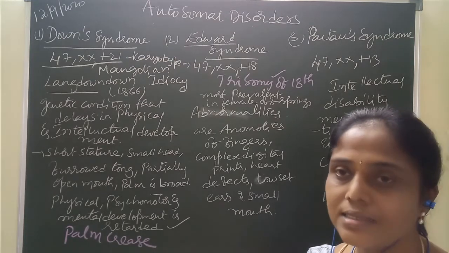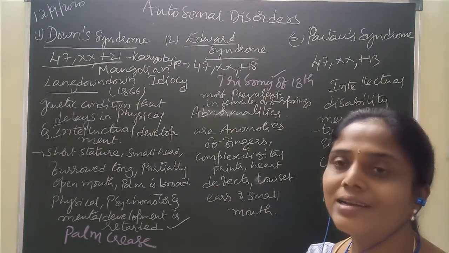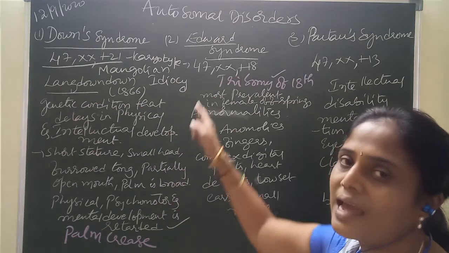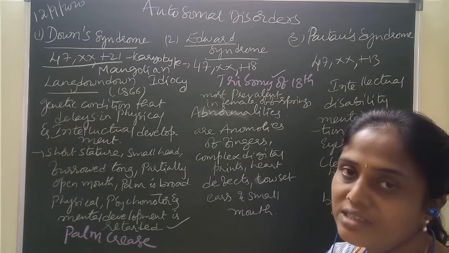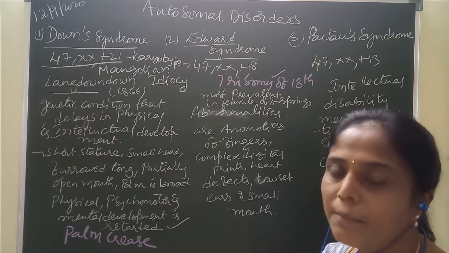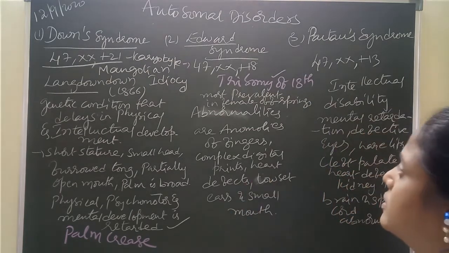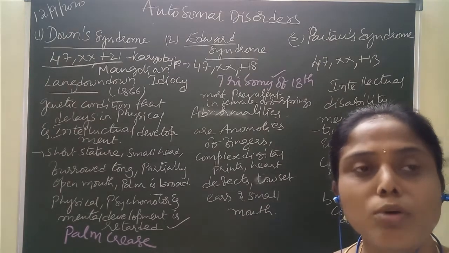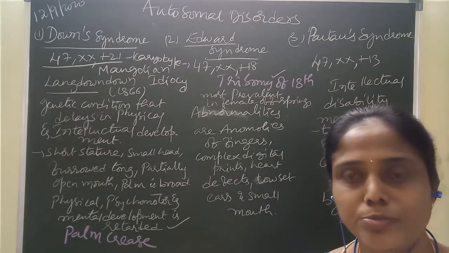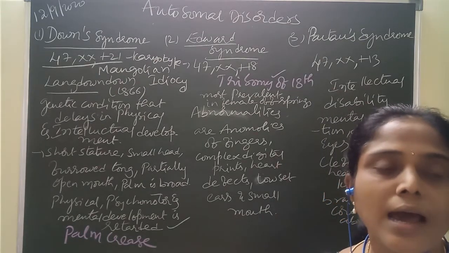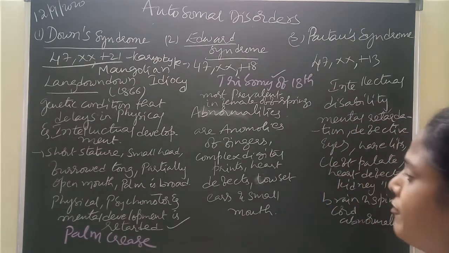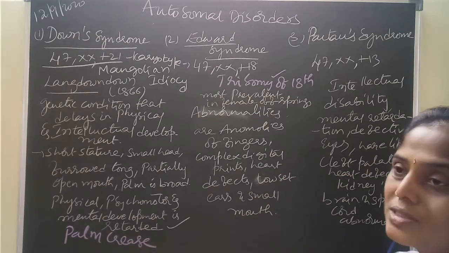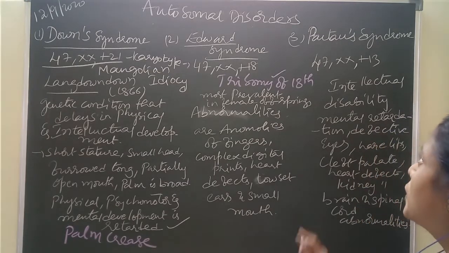So the second is Edwards syndrome, due to trisomy of the 18th chromosome, and the karyotype is 47XX plus 18. It is seen in all human populations, but most prevalent in female offspring. The symptoms include anomalies of fingers, heart defect, complex digital prints, low set ears and small mouth.